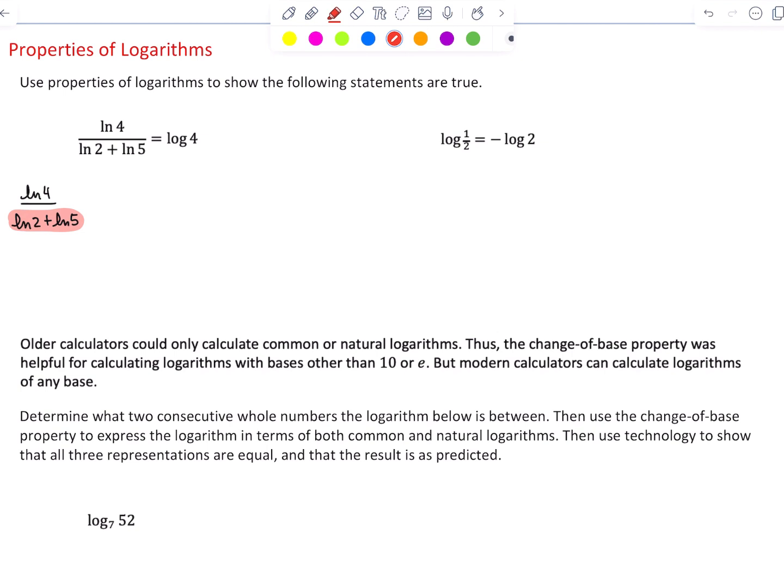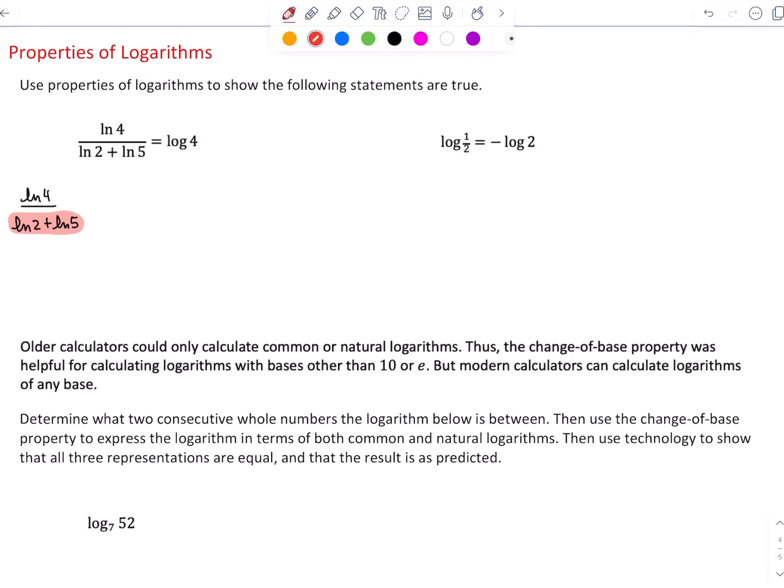All right, first thing I'm going to do is use property 6 on this sum of two natural logs and write this as natural log of 2 times 5, which is, of course, just 10. And now I see that we have a fraction of two like logs, which will allow me to use property 9, the change of base property, and write this as a single log where the argument 10 will become the base and the argument 4 will stay the argument. But log base 10 of 4 is what log of 4 is without a base.